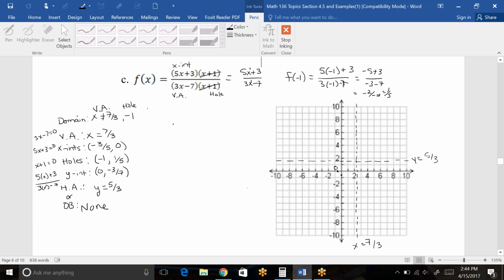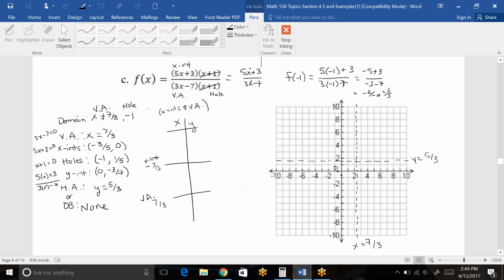So remember, when we set up our table, because we need more points than what we have here, we always look for x-intercepts and vertical asymptotes as markers for where we should be picking our x values to plug in. So the only x-intercept we had was -3/5, and that was the first thing we encounter along the x-axis. So -3/5 is an x-intercept. And then our next thing that's crossing the x-axis is this vertical asymptote of 7/3.